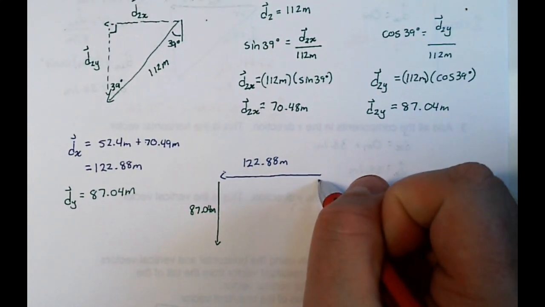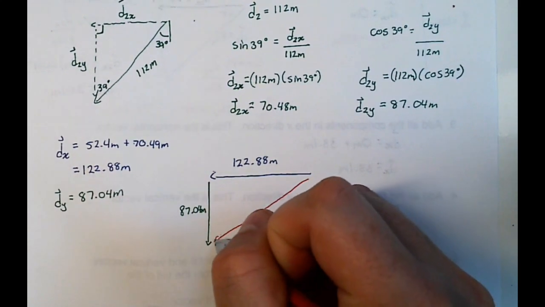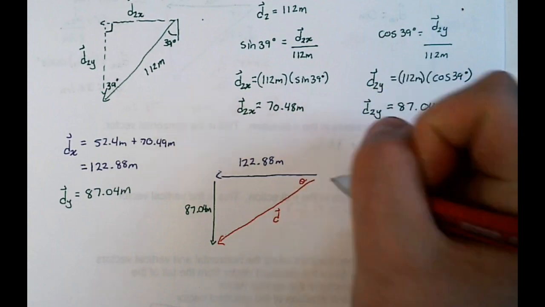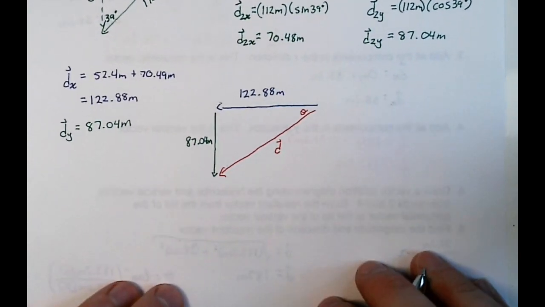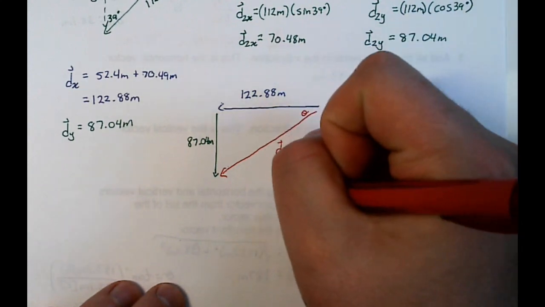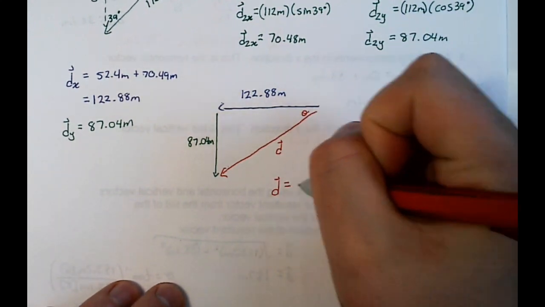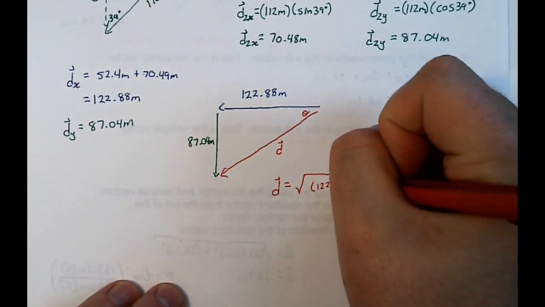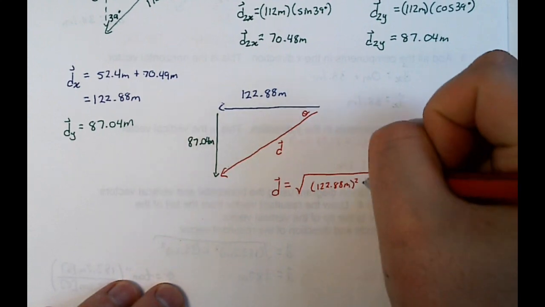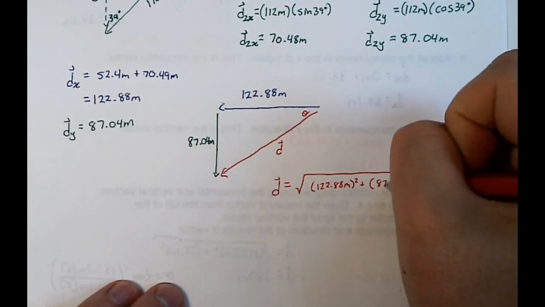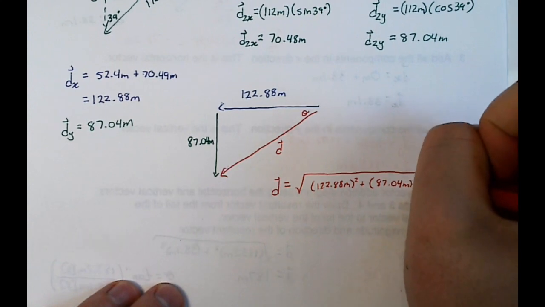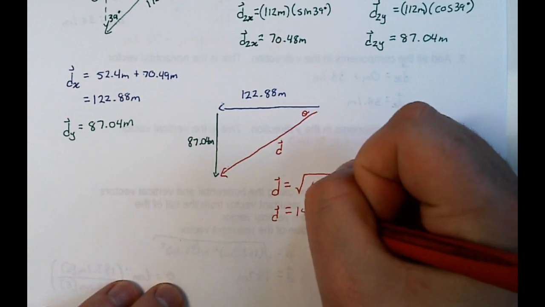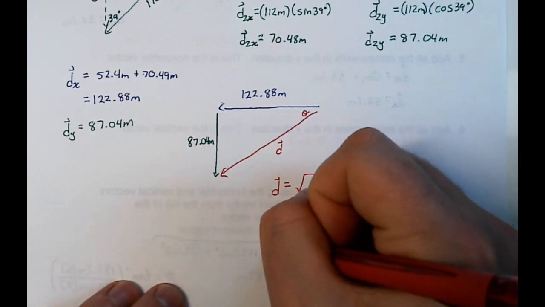Using our tail to tip method, we are now going to be solving for our total displacement, and again, because it's a vector, we need to find the angle. To do this, it is just Pythagorean's theorem. Displacement is equal to the square root of 122.88 meters squared plus 87.04 meters squared. When you calculate and solve, you're going to find your displacement is 151 meters.